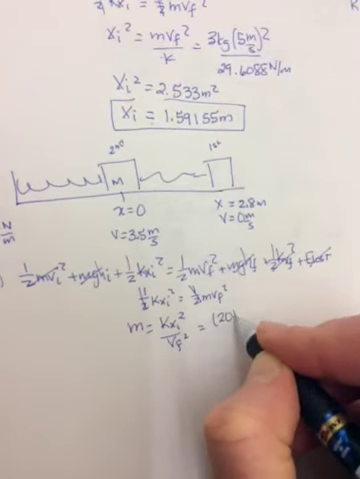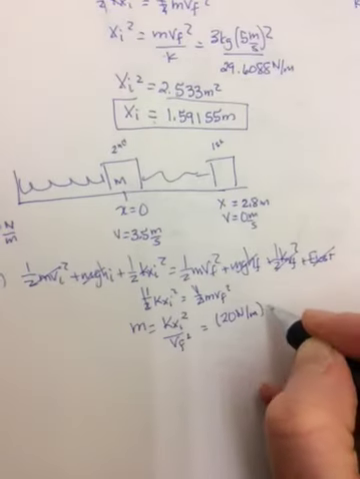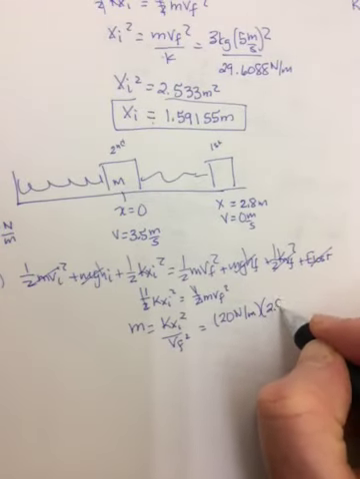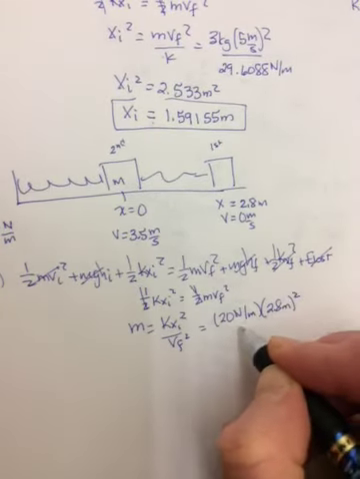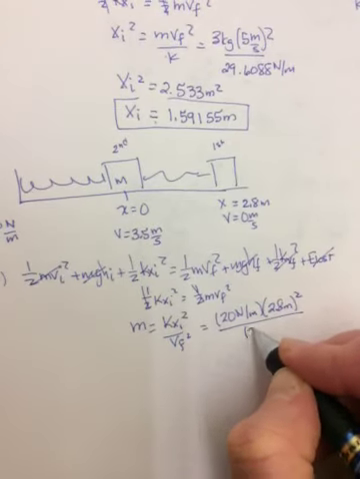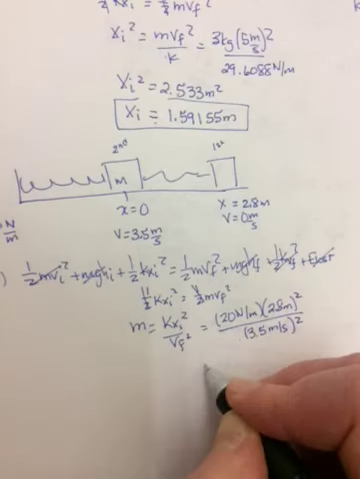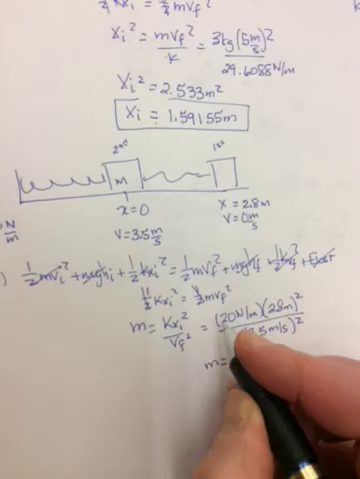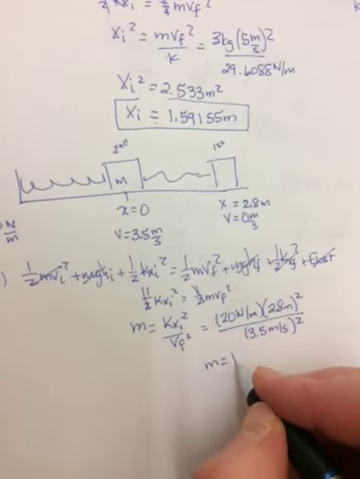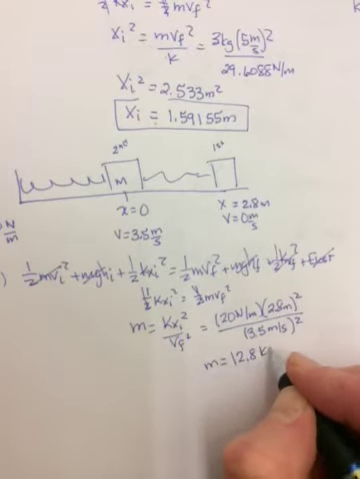K was 20 newtons per meter. X was 2.8 meters, and it's squared. And the velocity is 3.5 meters per second, and it's squared. And if you remember to square everything, you should get a mass of 12.8 kilograms.